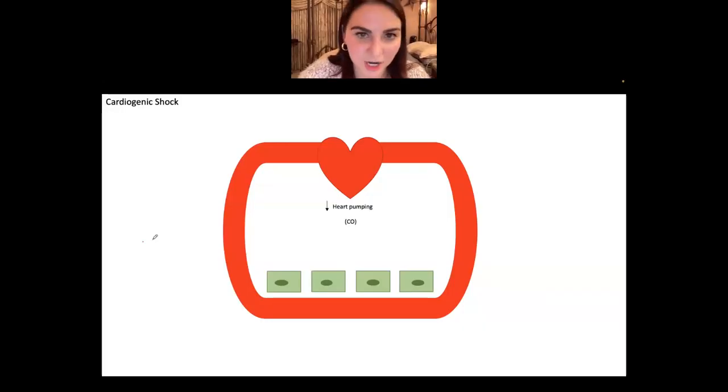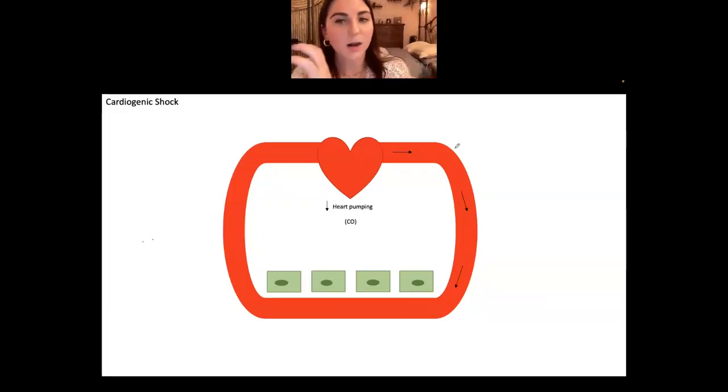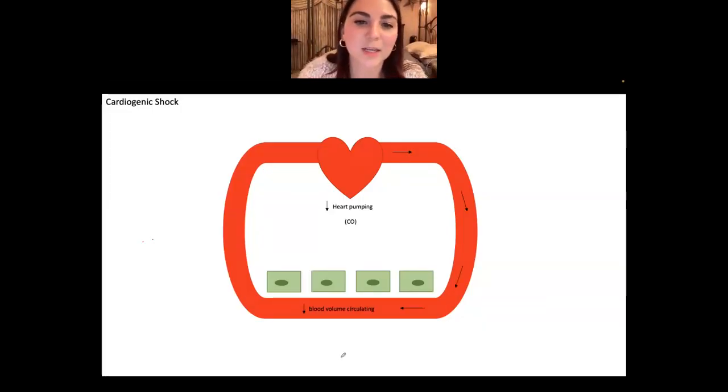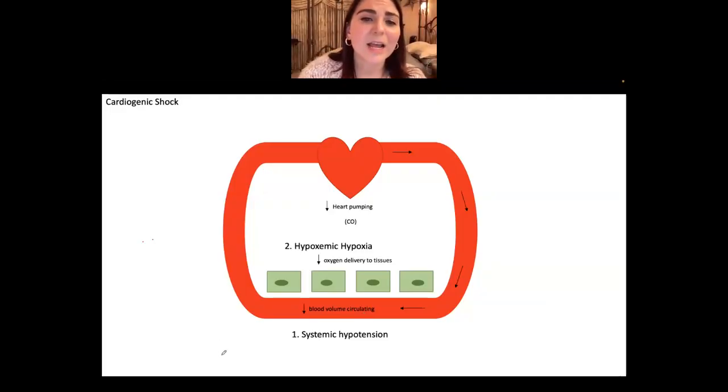Okay, so cardiogenic shock. Remember, the first thing is decreased stroke volume, decreased cardiac output. The heart can't pump. So what's basically going to happen is we have blood circulating a lot less than it should. You can think of these arrows as action potentials, it's less than it should, with lower oxygen than it should. So when it gets to the organs, this is decreased circulating blood volume. These tissues are expecting a certain amount of oxygen at all times. If they're not getting it, they're going to be upset.